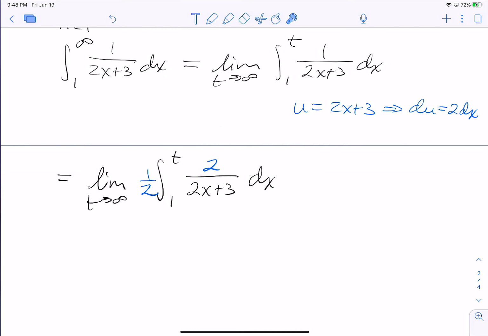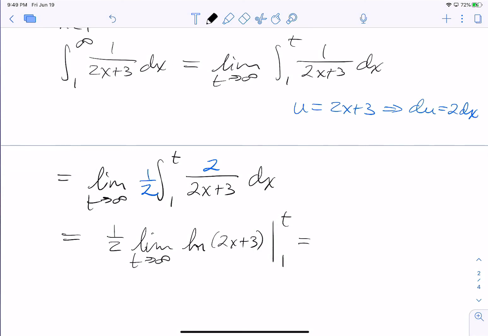So we have the limit as t approaches infinity of 1/2 of the integral from 1 to t of 2 over 2x plus 3 dx. Since I have du over u, this is going to integrate using a natural log. We have 1/2 times the limit as t approaches infinity of the natural log of 2x plus 3 evaluated from 1 to t. Notice I didn't use absolute values around the 2x plus 3 because all the numbers that we're going to put in will result in a positive argument anyway.